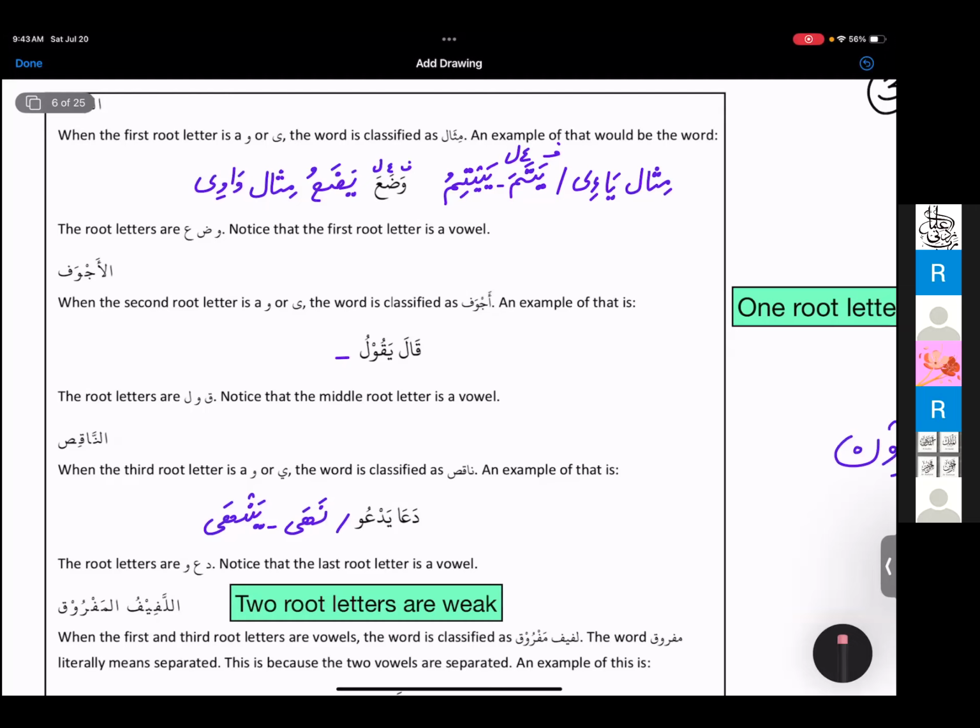And then when we come to ajwaf, one more point I am observing in misal is that the weak letters, ya and waw, always happen on the fa kalima. Is that right? Yes, it is always going to happen in fa kalima.